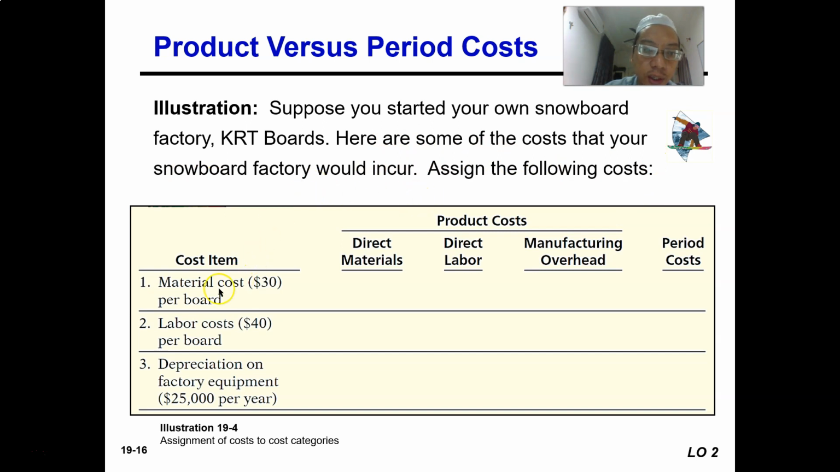Assign the following costs. One kind of cost is material cost per board. The material used for the board is part of direct materials. Then there's the labor cost, the cost of the people in the factory to produce the snowboard. So this is part of the direct labor. Depreciation on factory equipment of 25,000 per year is part of the manufacturing overhead.